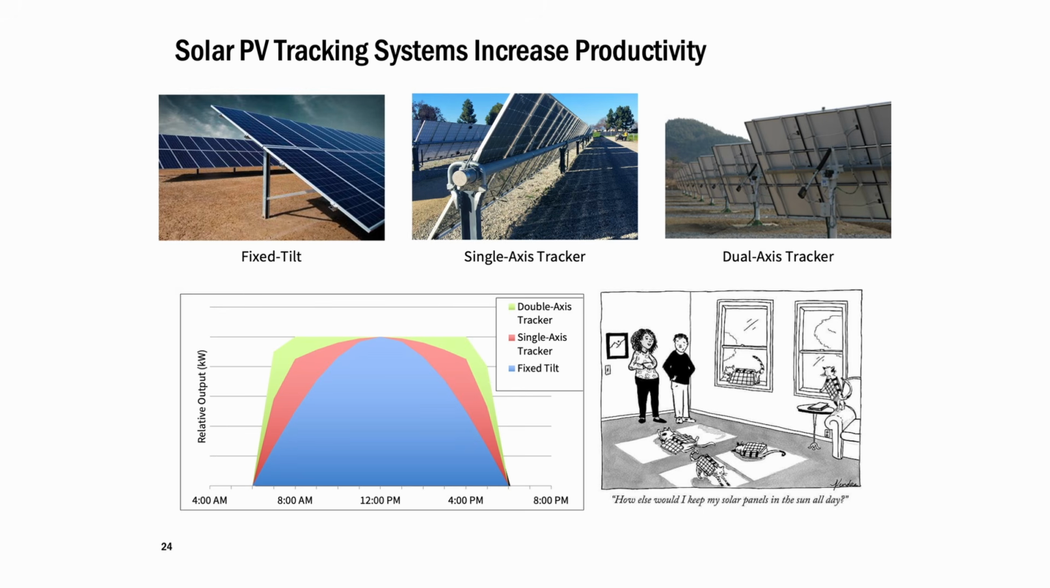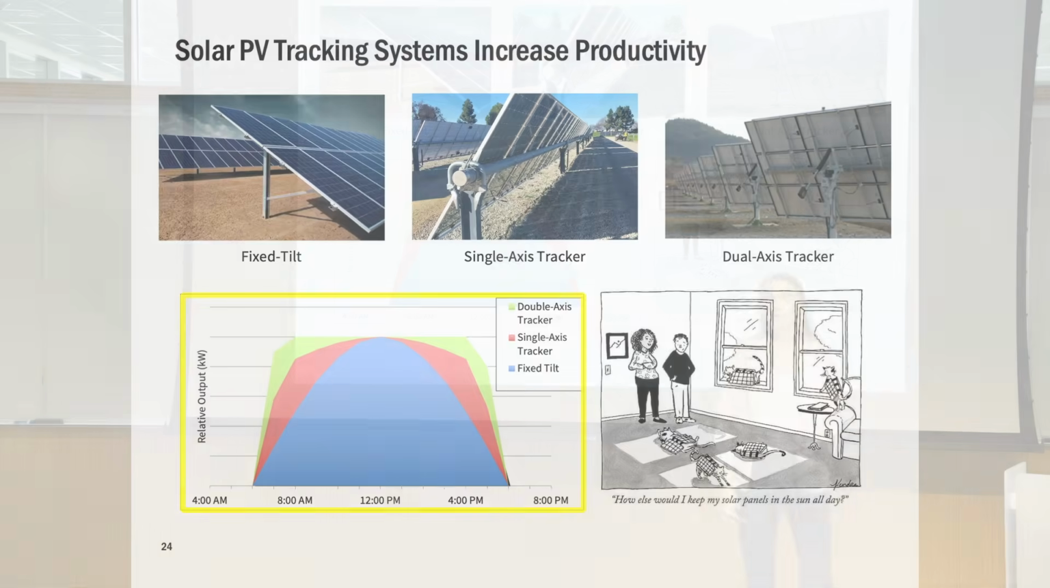Or you could have a structure that allows the panels to track the sun throughout the day. You could have a single axis tracker that allows your panels to track the sun in two directions. Or you could have a dual axis tracker that allows your panels to track the sun in any direction, basically. Your single axis tracker has a productivity boost over your fixed tilt systems of about 25 to 35%. The double axis tracker boosts that another 10 to 15%.